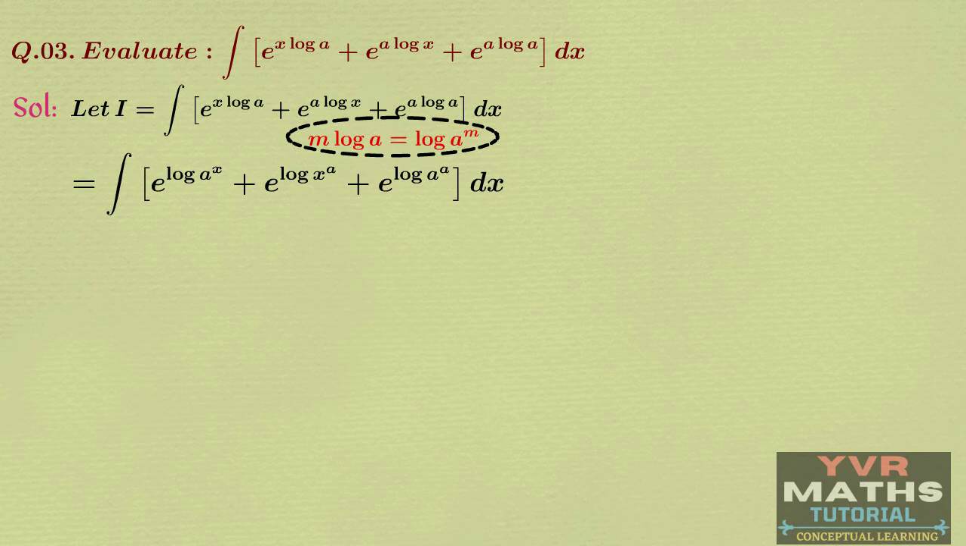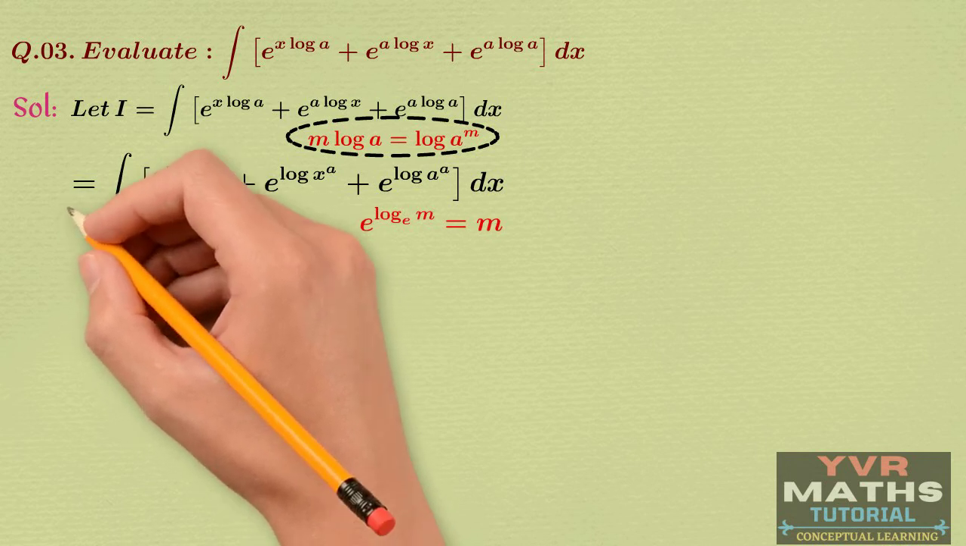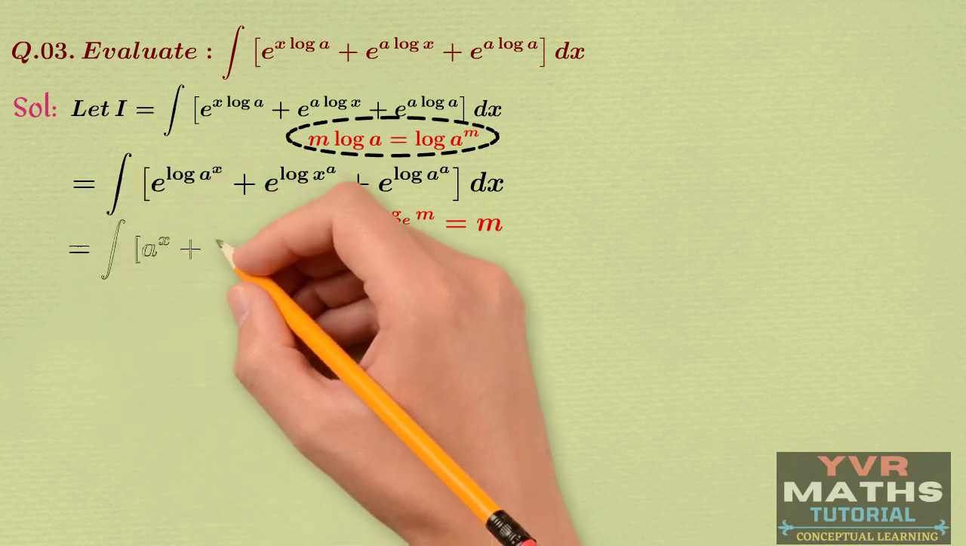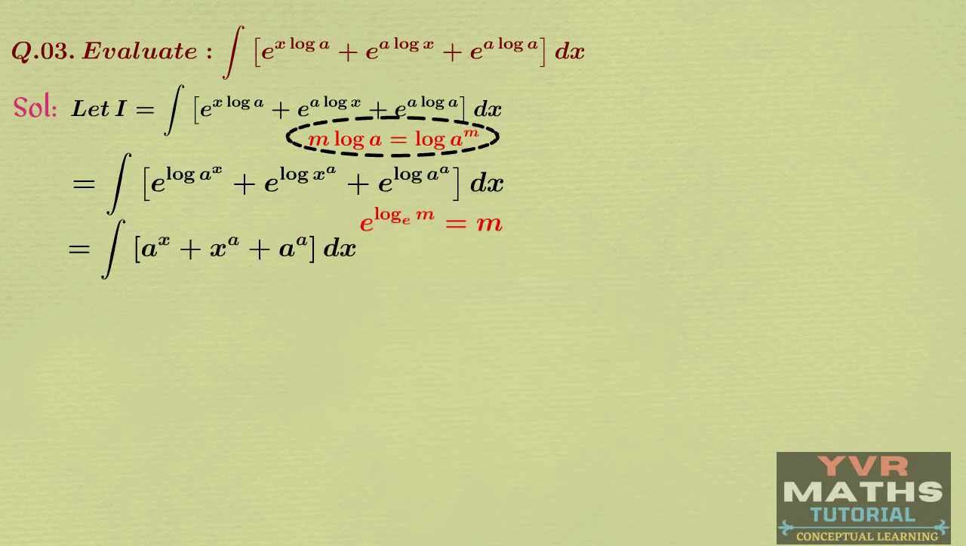We know one more basic formula from the logarithms concept. e^(log m base e) is equal to m. So by using that property, the first term can be written as a^x, the second term can be written as x^a, and the third term can be written as a^a. Then the new step is this one.